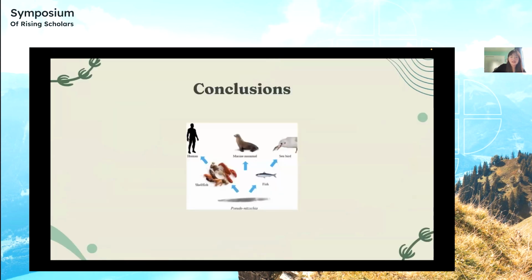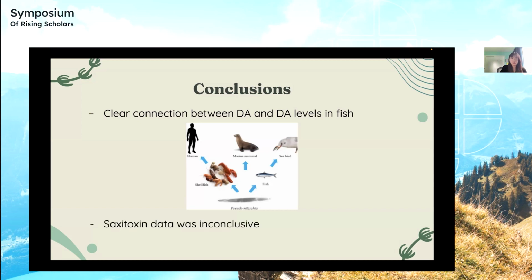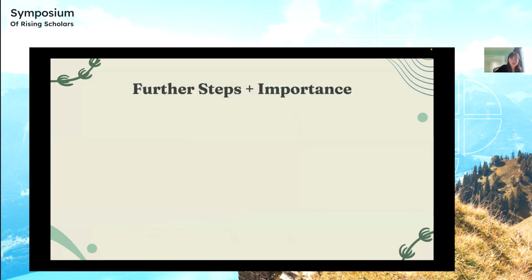saxitoxin. And as for my conclusions, obviously there's a clear connection between the domoic acid levels in the water and fish. And I think this explains how domoic acid moves up the food chain and into higher trophic levels. And obviously there's evidence that domoic acid can be stored in lower level organisms. I think, unfortunately, the saxitoxin data was inconclusive, but I think we can assume this is either due to bad analysis or, as we saw, the overlapping between the areas of domoic acid and saxitoxin.